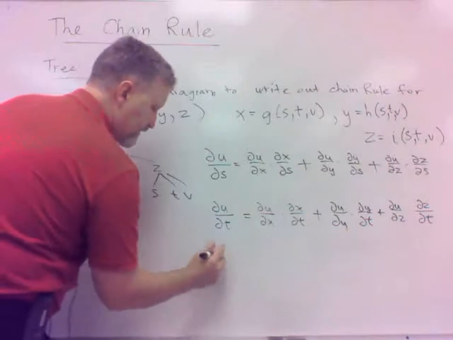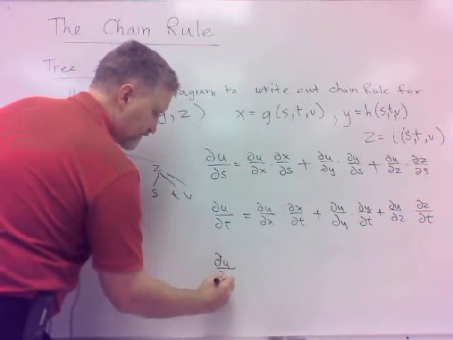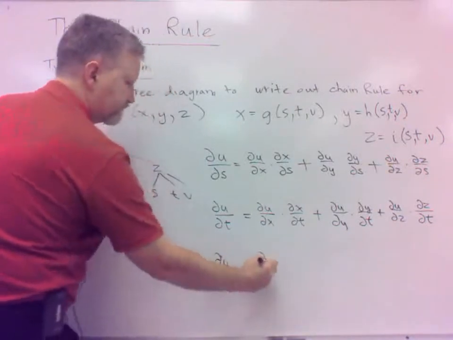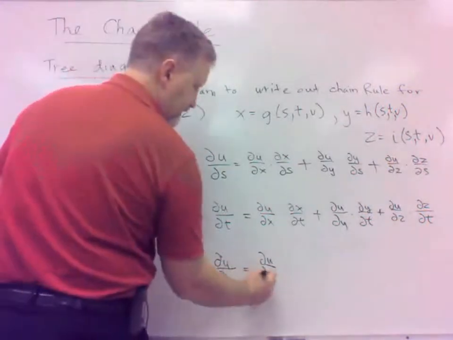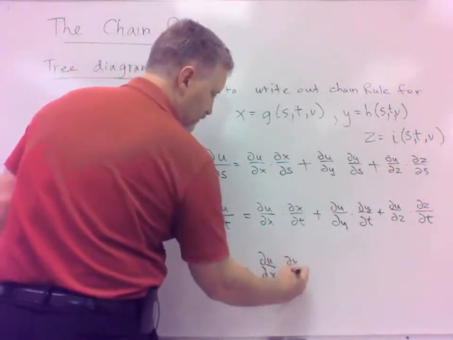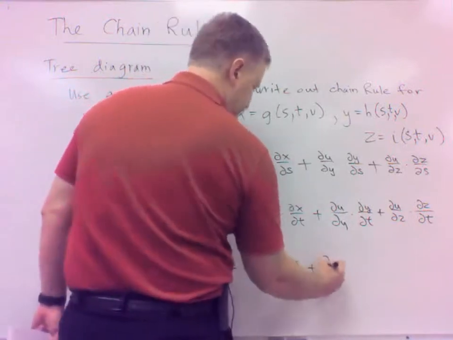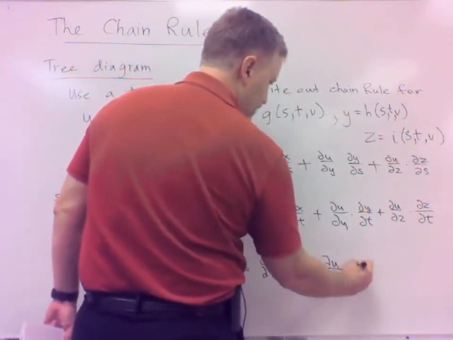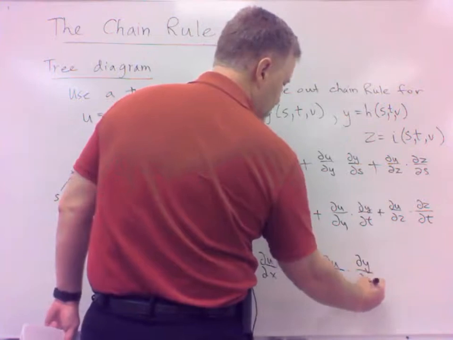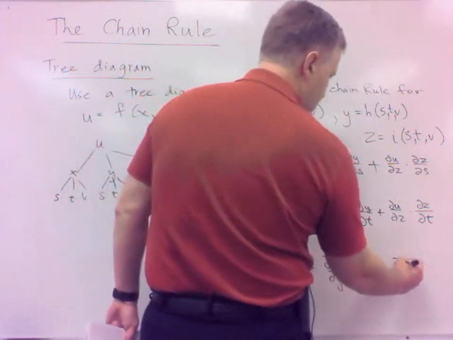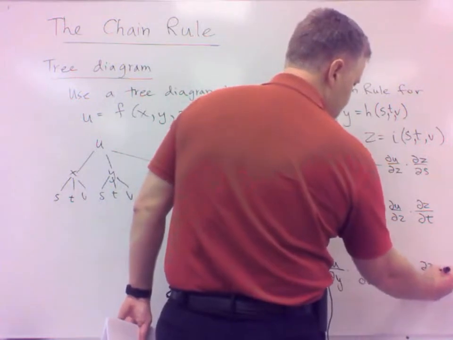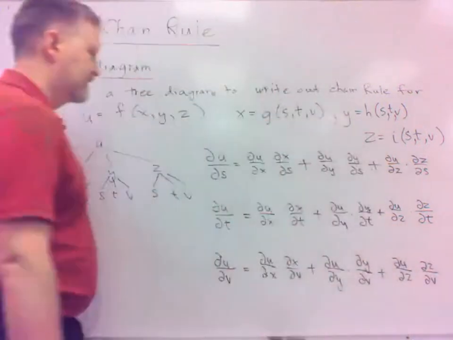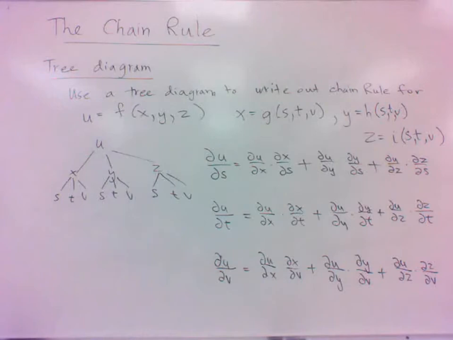And then the third one, do the same for the partial of u with respect to v, right? So the partial of u with respect to x, partial of x with respect to v. Partial of u with respect to y, partial of y with respect to v, and then the partial of u with respect to z times the partial of z with respect to v. Those would be the three chain rule equations for it.